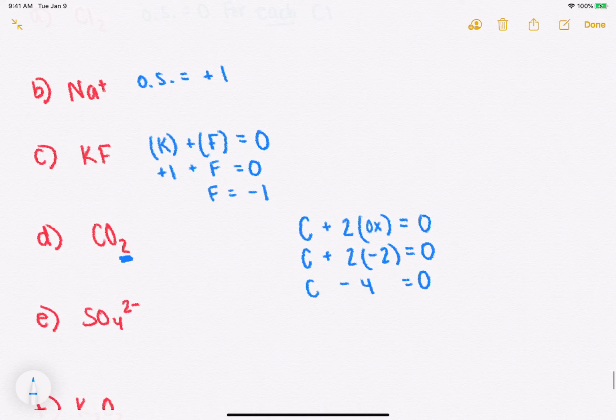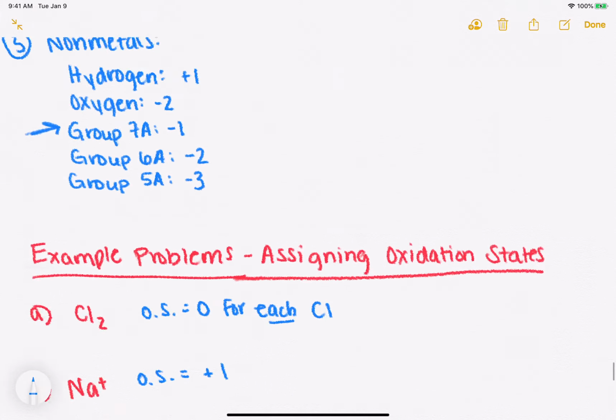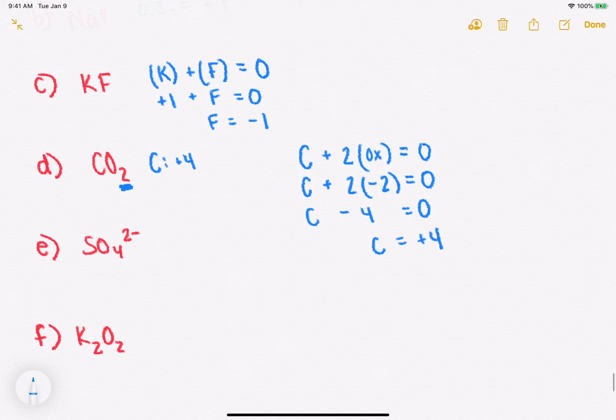So if we simplify that, we find out that the oxidation state of carbon is +4. So for our oxidation states, we have carbon is going to equal +4, and oxygen is going to equal -2. So a -2 oxidation state for each oxygen. Notice how we write them individually. We don't write -4. -4, if you wrote that on a homework or an exam problem, would be incorrect.